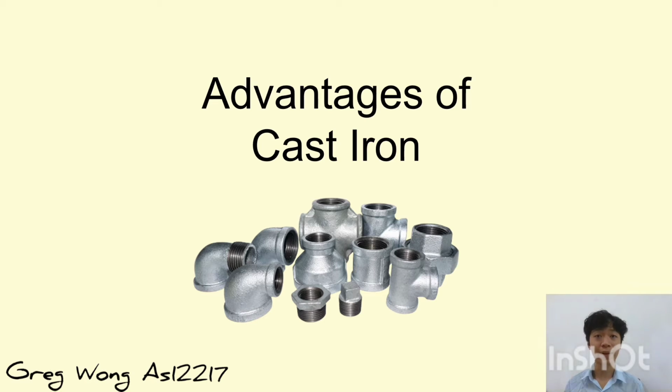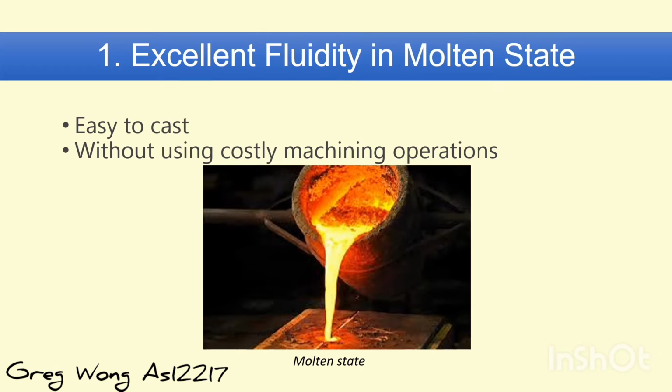Hi, I'll be sharing about the advantages of malleable cast iron. The first advantage is that it has excellent fluidity in the molten state. It is very easy to cast into bigger and complex shapes without using costly machine operations. It also does not shrink much when it solidifies. Because it is easy to cast, hence it is named cast iron.